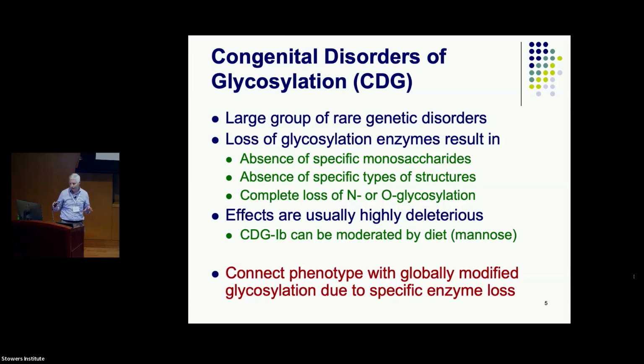However, the sort of implication here is that we have a phenotype, that's the disease, and we're connecting the phenotype with the fact that glycosylation has been globally modified by the loss of that enzyme. This is not just a small part of one pathway. This is the loss of this particular type of structure throughout the cell. So this asks the question, can we find evidence of this type of specificity?